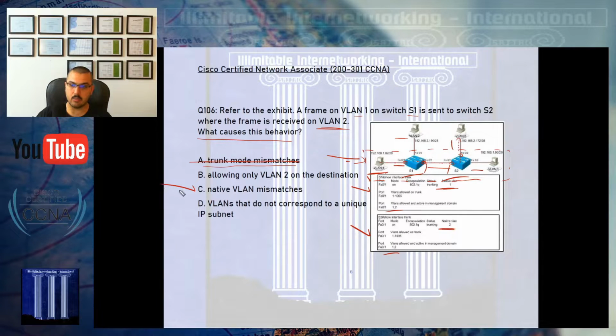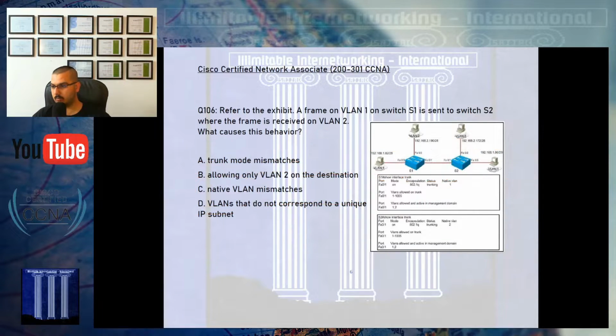It has no tag, so that's why it will pass it to VLAN 2. So yes, C will be correct, because the VLANs do not correspond to a unique IP subnet. No, we are already separating broadcast domains. Leave this one. This one allows only VLAN 2 on the destination. No, because that will drop it. C will work, because VLAN 1 will be a joker for switch 2. It will have no specific identity. That's why it will pass to VLAN 2 there. Okay, so that will be C.